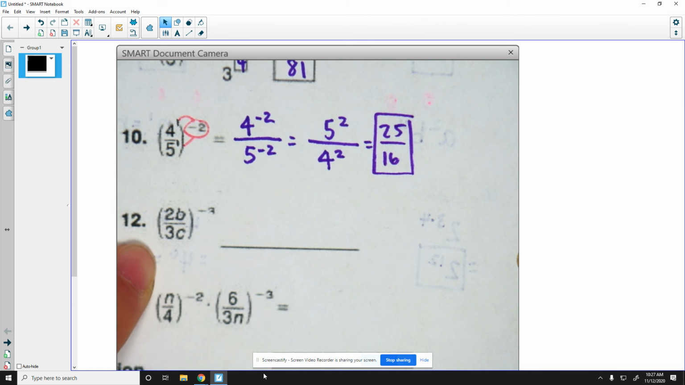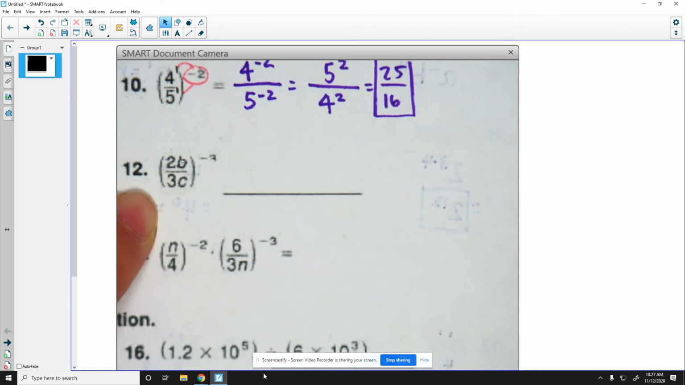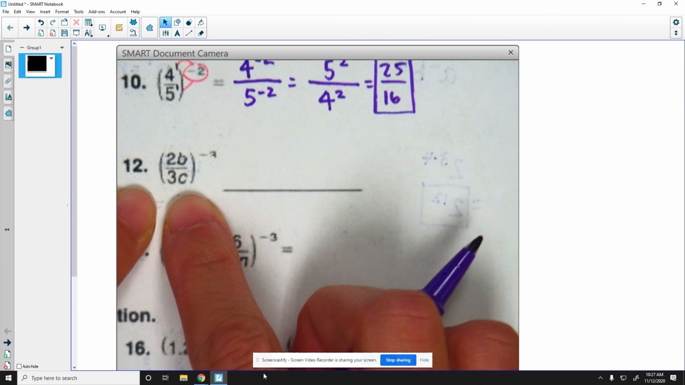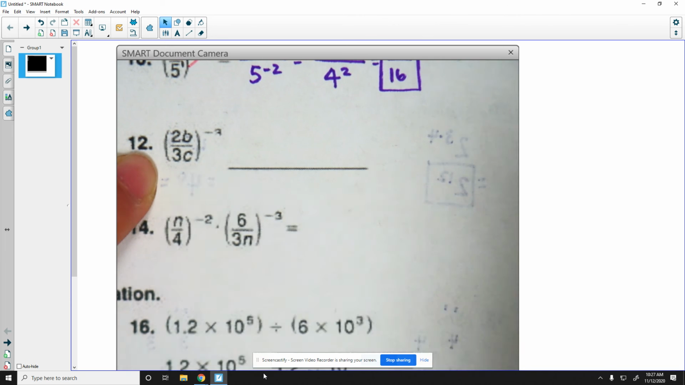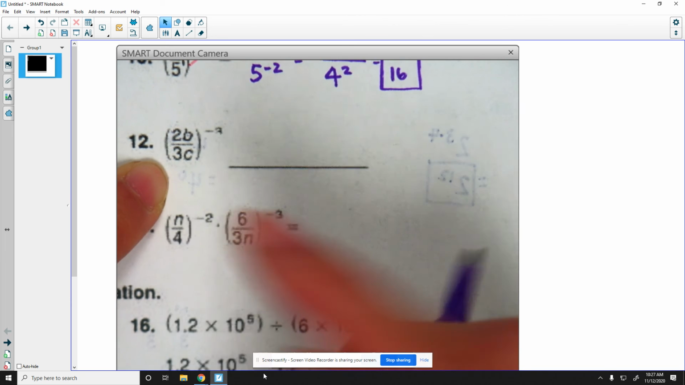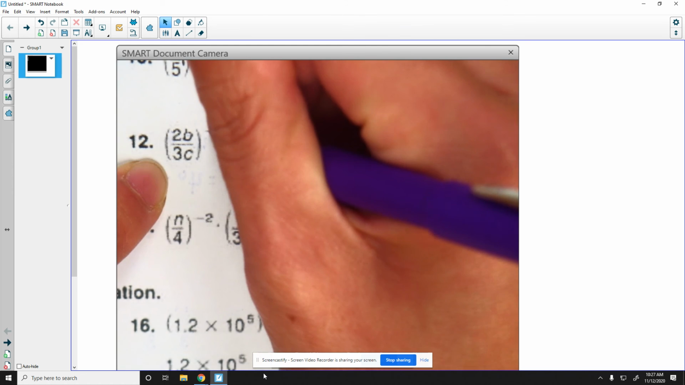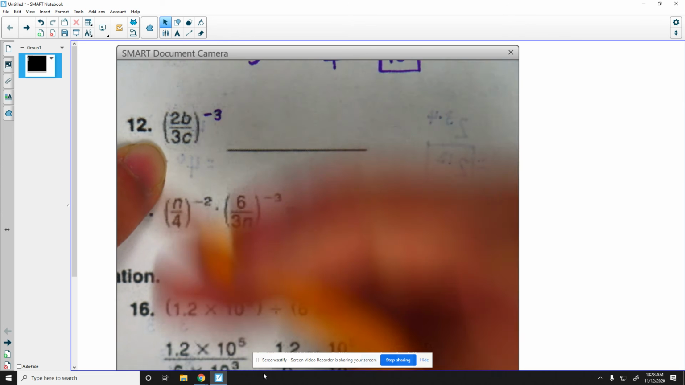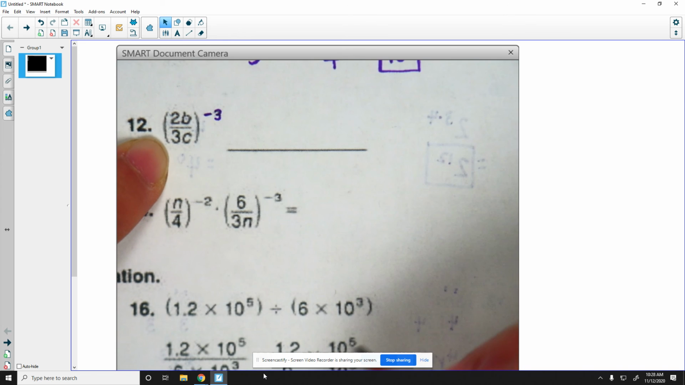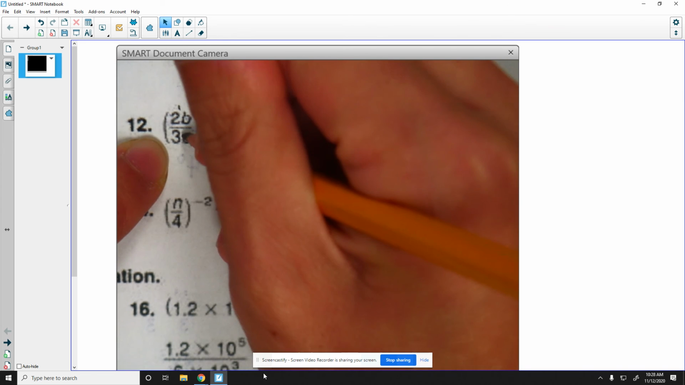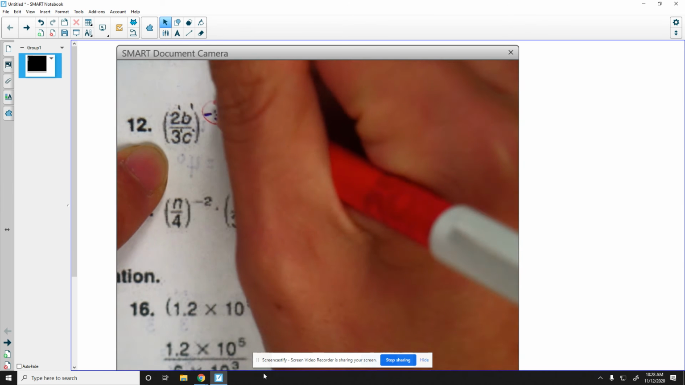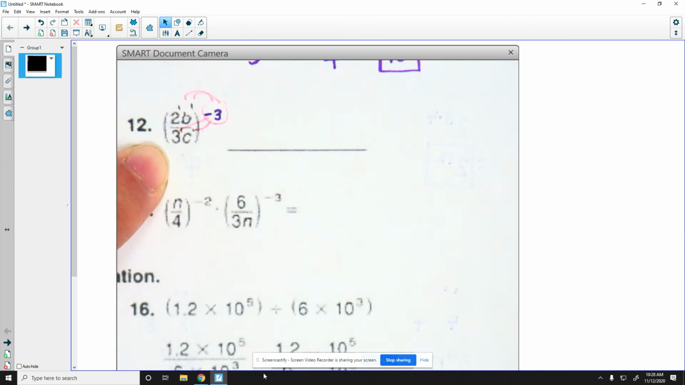Okay, if that's not difficult enough for you, let's do number 12. Isn't this so exciting? This is what math is supposed to be like. All right, number 12. This is all to the negative 3rd power, by the way. First thing you need to do is think. Do not flip. That confuses you. Just distribute the negative and then flip. So you have 2 to the 1, b to the 1, c to the 1, 3 to the 1. And then distribute.